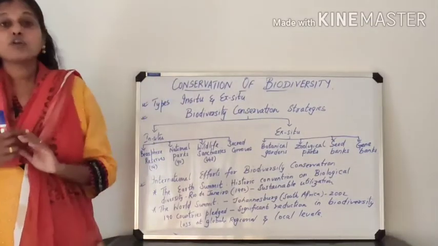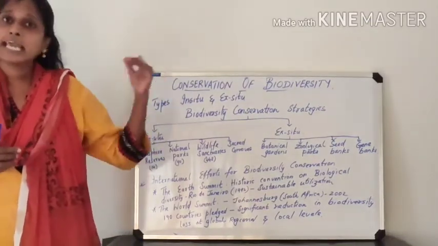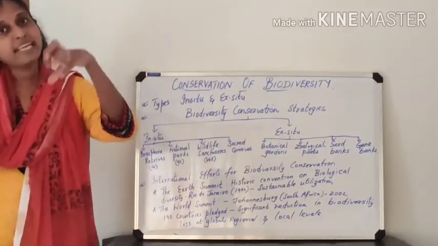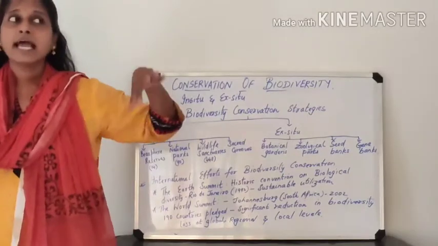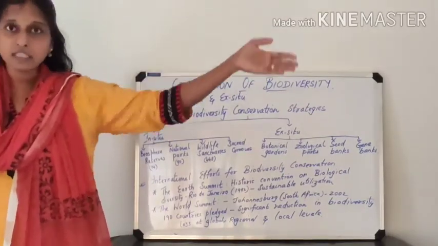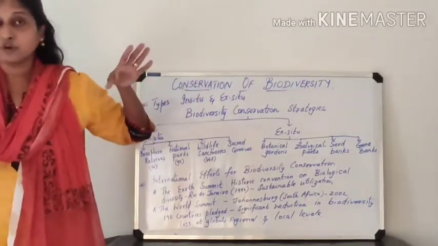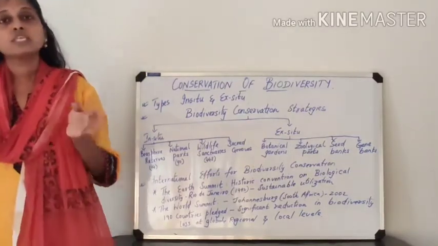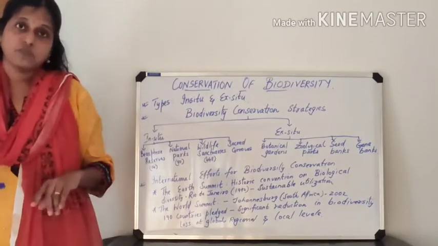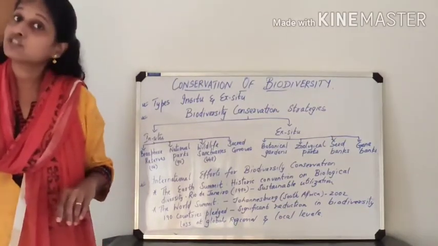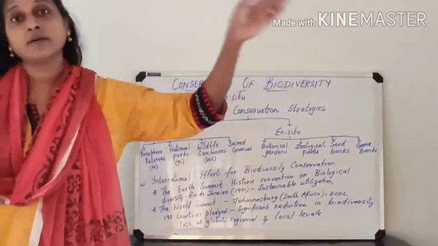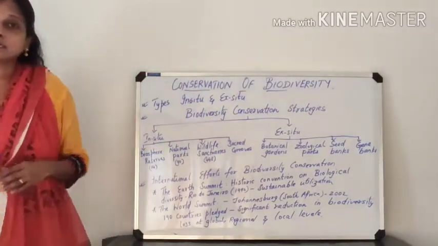That one we call in situ conservation. Ex situ means it is not in its natural habitat. I am taking them from their places and moving them to some other places, an artificial environment, and there I am going to conserve those animals. So these are the two types of conservation. One is in situ, in its natural habitat. One is ex situ. What is ex situ? Outside. I am going to conserve it outside.